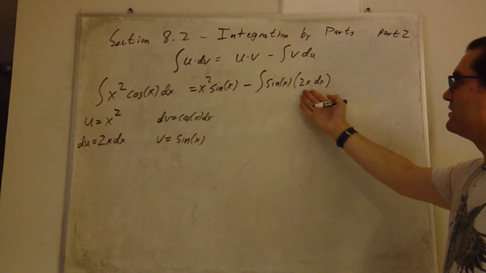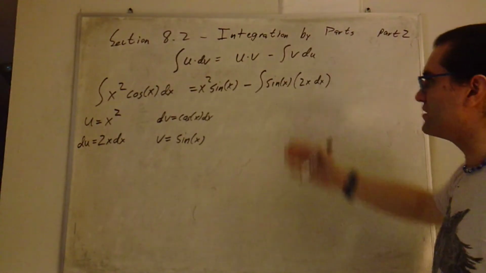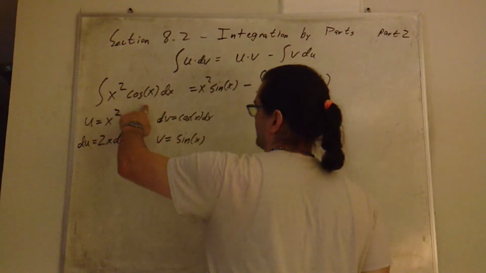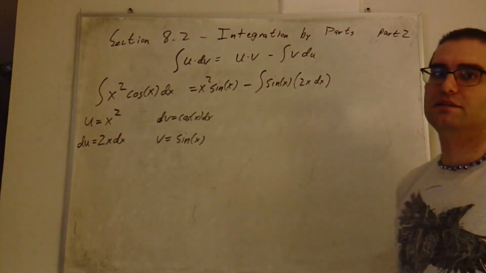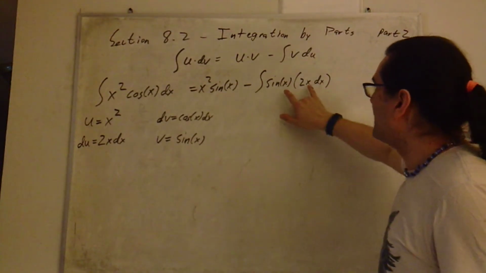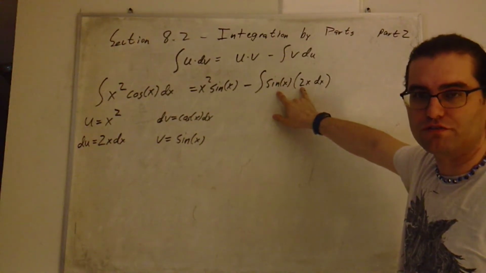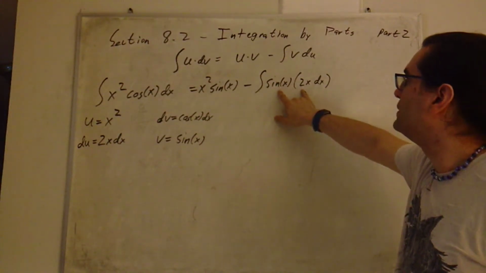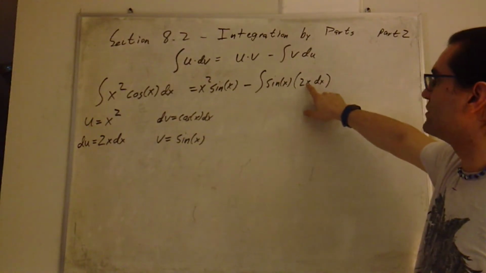So this thing here isn't much easier than what we started with. We started with an x squared cosine x, and now we have 2x sine x. So we still have this product thing happening. We still have the product of two different functions in here. All we've really managed to accomplish is we've reduced the degree of this by 1.